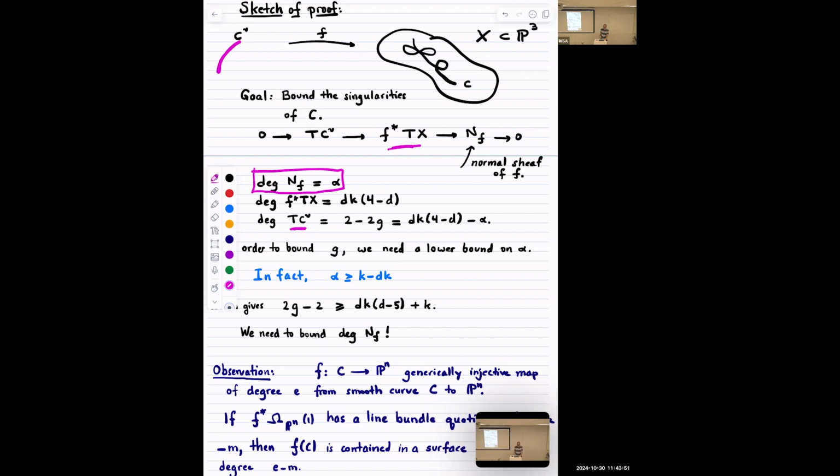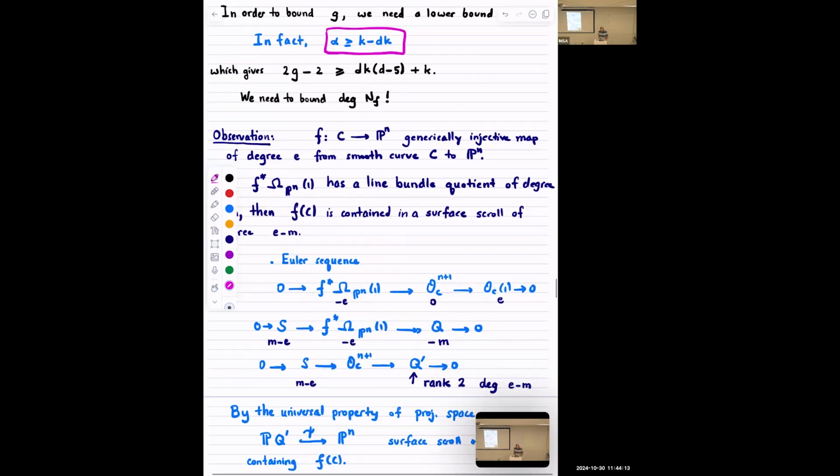If I can bound that, right, then I get some sort of lower bound on g, and then the whole point is saying that this alpha is bounded by k minus dk, and if you can do that, then you get the kind of bound that you want. So the issue is bounding this normal sheaf. Now, how do you do that? So here is the observation.